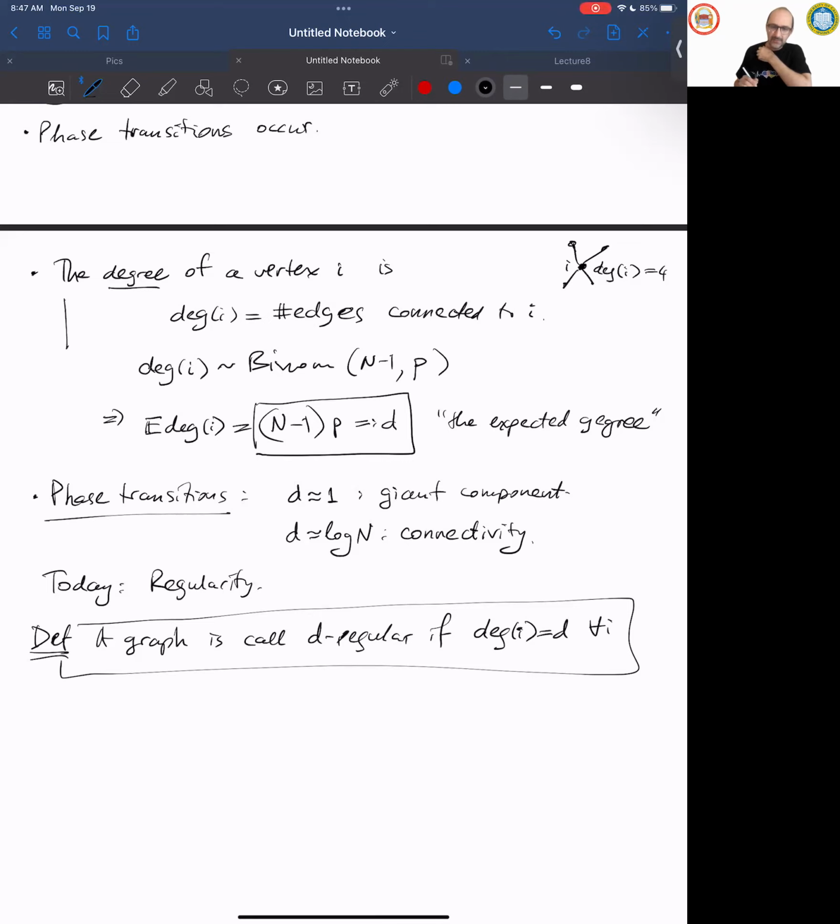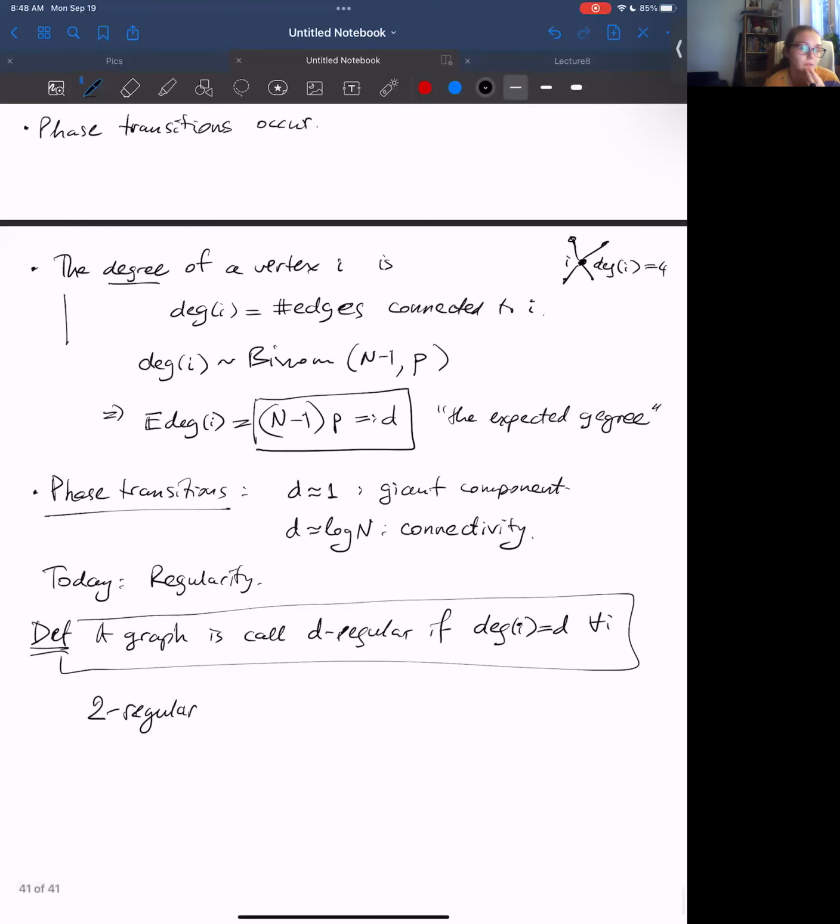Okay, people, give me an example. Let's everybody think about a two-regular graph. How can it be that everybody has exactly two friends? Points on the circle. Yeah, exactly, like this. Thank you. That's a two-regular graph. It's called a cycle.